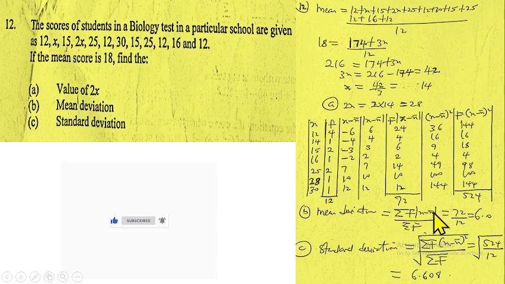Then we have to sum this together. So sum all these columns together, that gives us 72. Therefore, the mean deviation will be 72 over summation of f, which is 12. So 72 divided by 12 gives us 6.0 as the mean deviation.